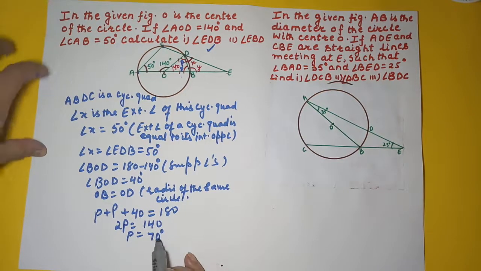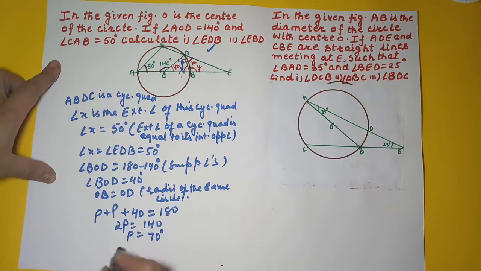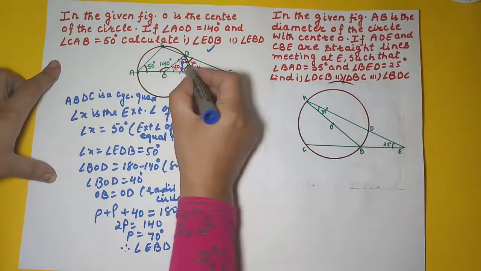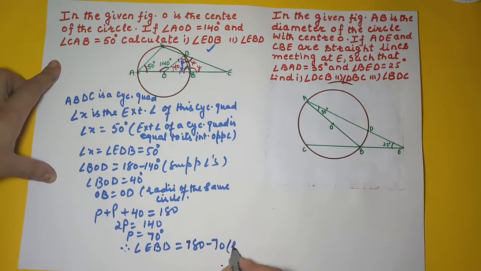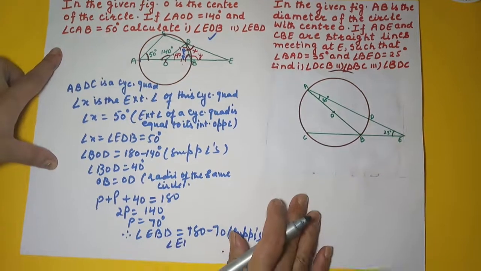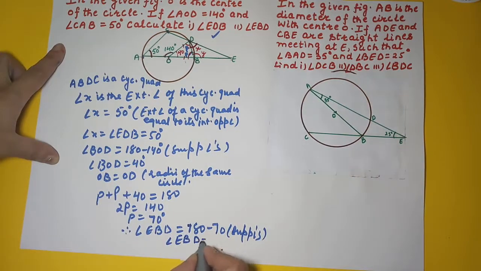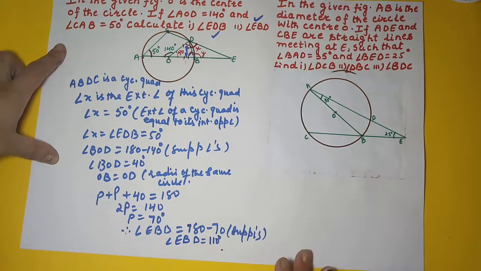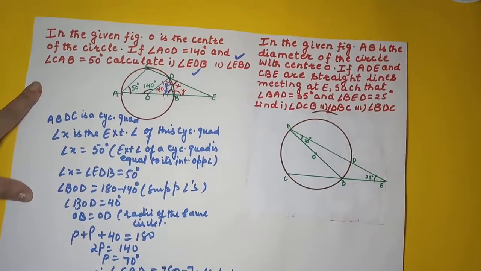So if your P is equal to 70, which means that therefore angle EBD is equal to 180 minus 70, this P. Reason? Supplementary angles. Right? So your angle EBD is equal to 110. So you found EBD also. Right? Okay.